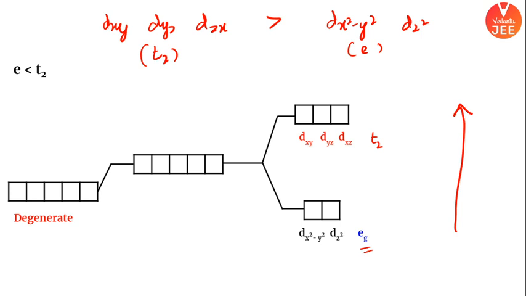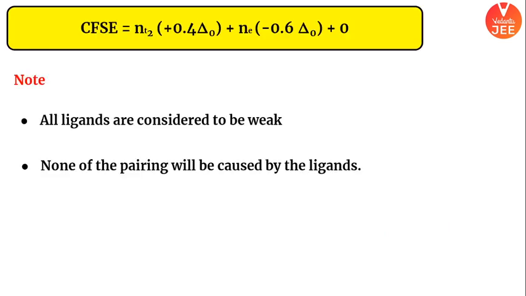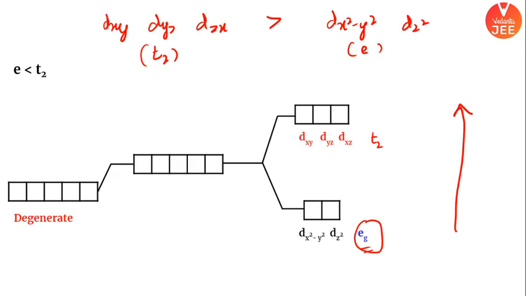The set of dx square, y square and dz square is called EG. The set of dxy, dyz and dzx is called the T2 set. Very good. Now, if we have to find the CFSE here, the CFSE logic is the same.